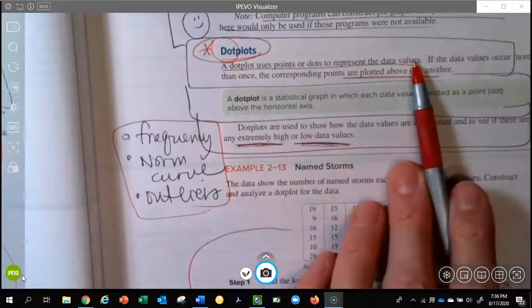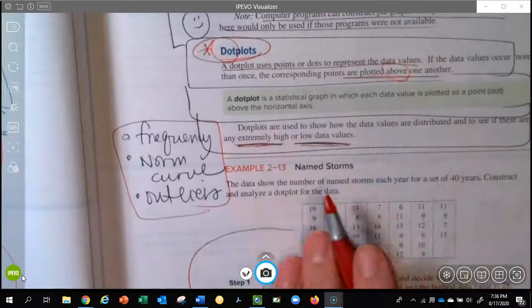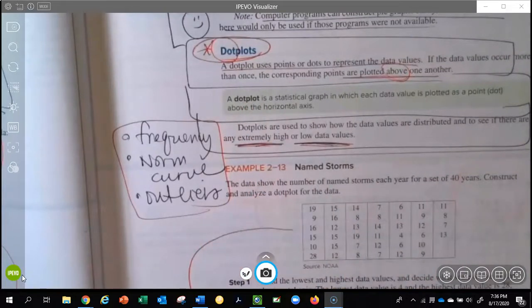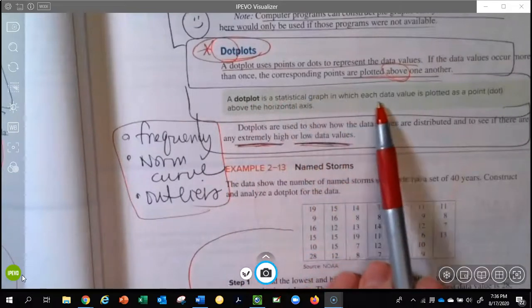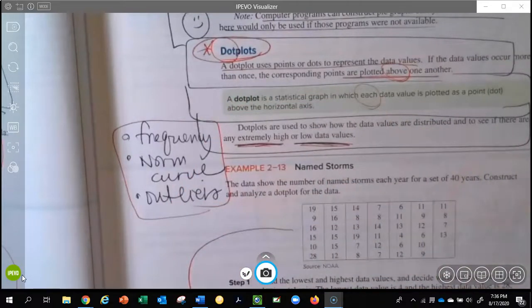And a dot plot uses dots to represent the data values, and they're plotted above one another. I like dot plots. If we were face to face, we would all stop and take our pulse, and then we would make a quick dot plot of everybody's individual pulse. And it's really cool how it turns out to be about a normal curve. It is a statistical graph in which each data value is plotted, and that's the part where I think students get confused, is finding out what each dot represents. Sometimes it'll represent 1,000,000 homes, and sometimes it represents a person and their individual pulse rate.